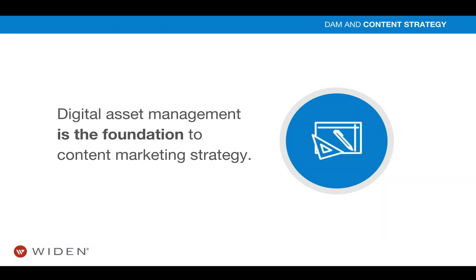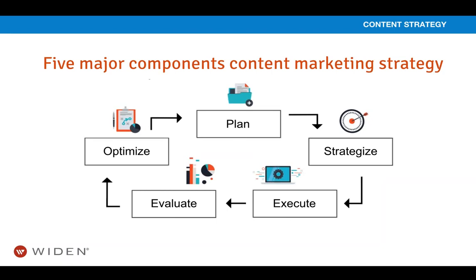So really moving on to the next slide, there are actually 5 components that I'd like you to think about within your content marketing strategy. Those are plan, strategize, execute, evaluate, and optimize. We're going to go through all of these in more detail and give you some specific examples of how you can bring DAM into assisting with this full circle strategy.